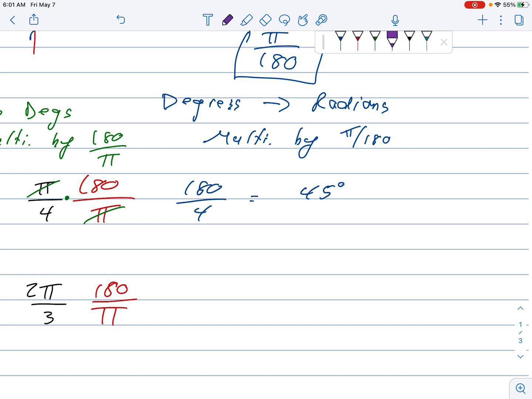So same thing. I want my radian turned into degrees. I make sure I times it by 180 over pi, so it goes away, and I get 2 times 180 over 3. 2 times 180, well, that's 360 over 3. And then 360 divided by 3, that's an easy number, 120.